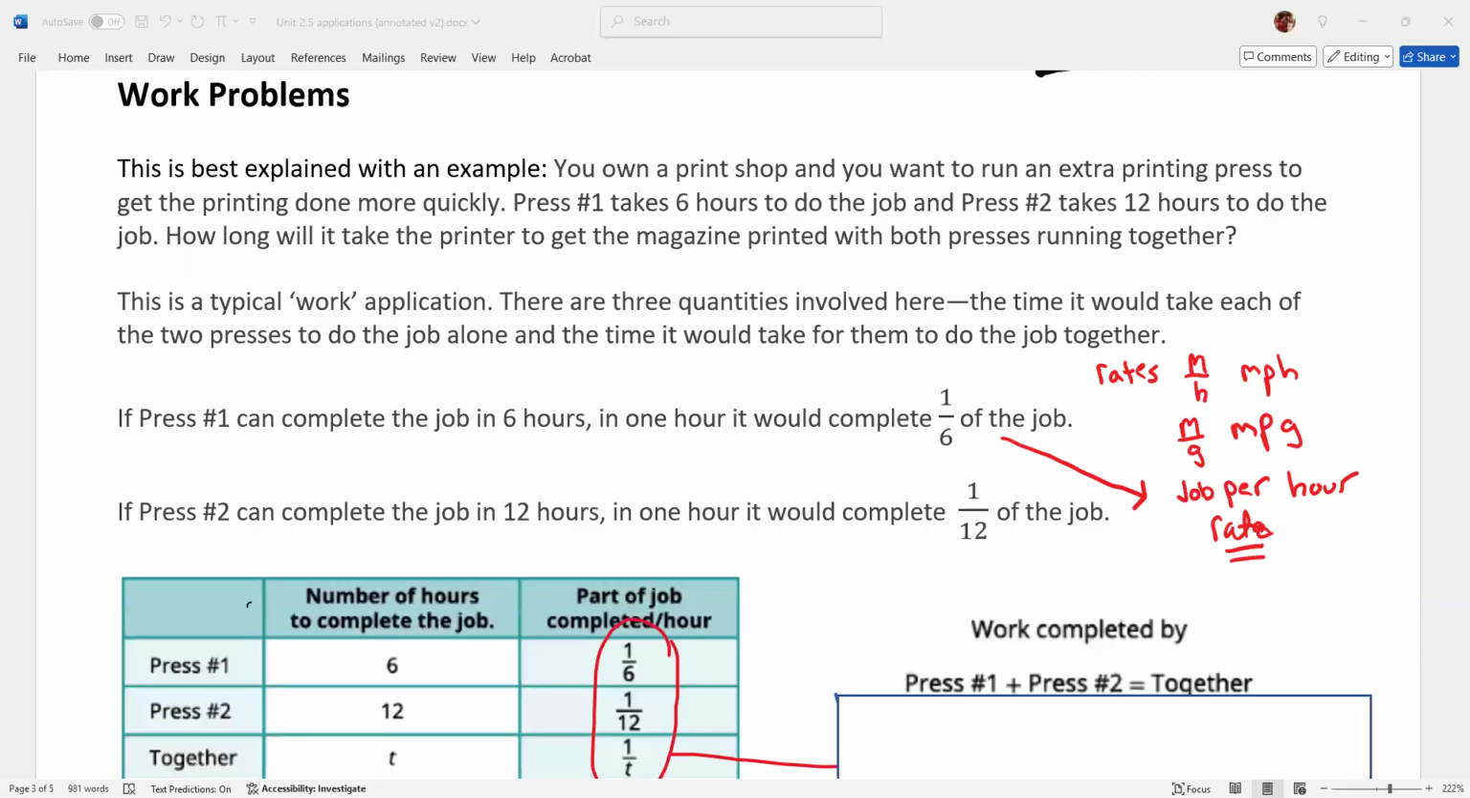Now we're going to look at a different type of word problem. These are going to be work problems. So let me just read this and I'll underline some key points. You own a print shop and you want to run an extra printing press to get the printing done more quickly. So press number one takes 6 hours to do the job by itself. Press two would take 12 hours to do the job by itself, but we're going to have them both work together. And so the question is, how long will it take the printer to get the magazine printed if both presses are running together?